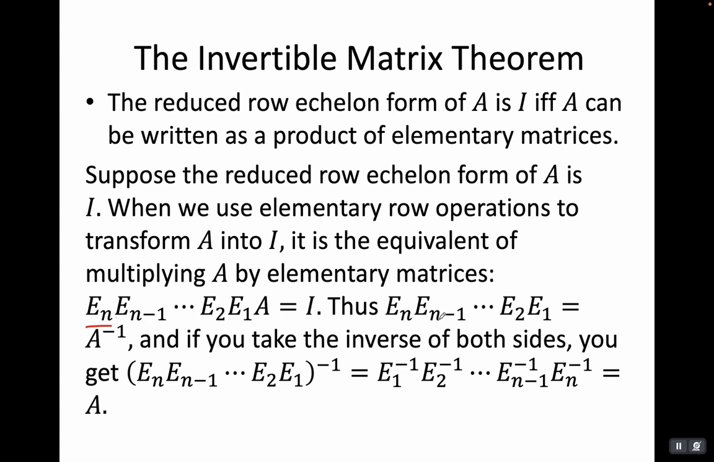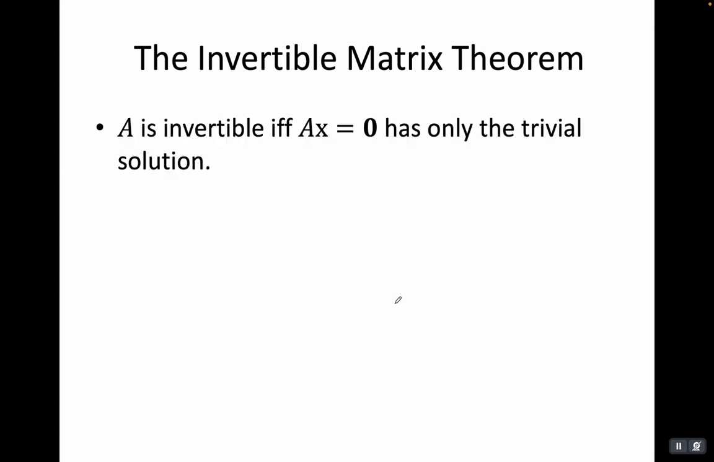Thus, E sub n times E sub n minus 1, and so on, times E sub 2 times E sub 1 equals A inverse, because this is the matrix you multiply by A in order to get the identity matrix. So what I've just circled is the inverse of A. And if you take the inverse of both sides, you get E1 inverse, E2 inverse, and so on, E sub n minus 1 inverse, E sub n inverse, and so that has to be A. Because again, we're just taking the inverse of both sides of this equation.